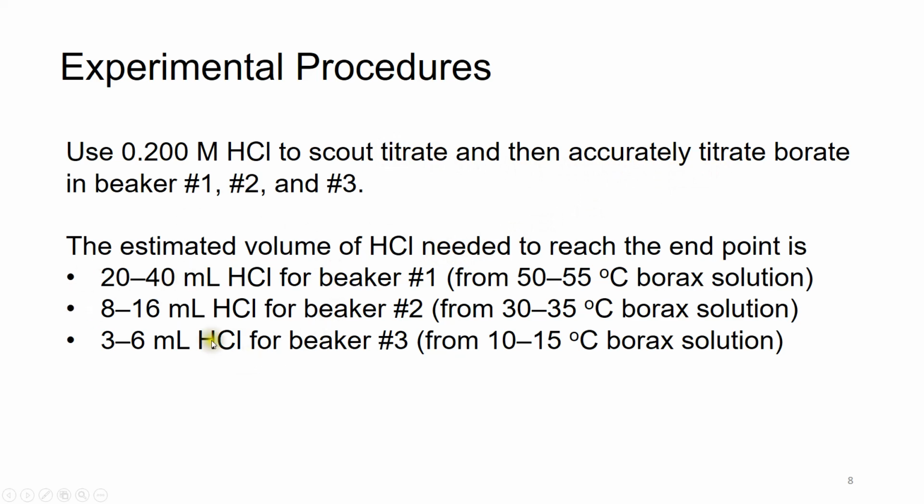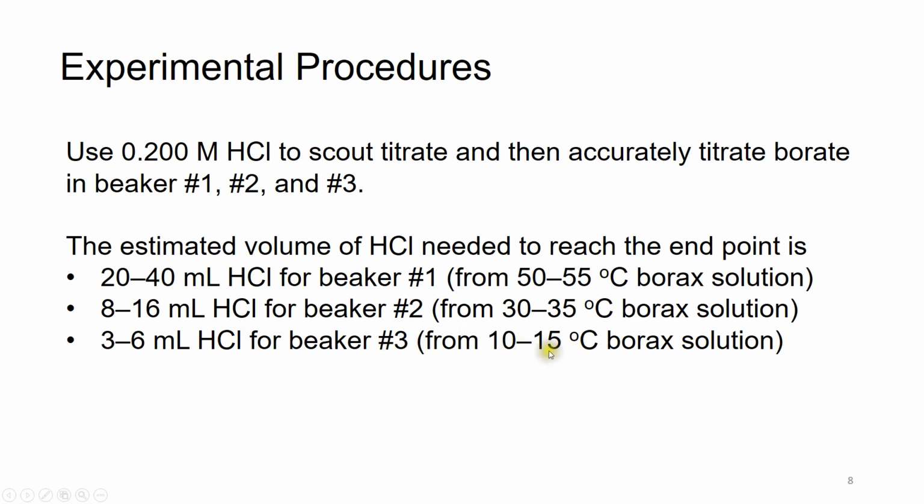So here I have some estimated numbers. Those are estimated values of HCl needed to titrate those 3 beakers. If you have beaker number 1 that contains solution collected from 50 to 55 degrees Celsius borax solution, well, at this higher temperature we can dissolve more borate. That means we need more HCl to titrate the borate. So roughly 20 to 40 milliliters. For the second temperature we need roughly 8 to 16 milliliters of HCl.